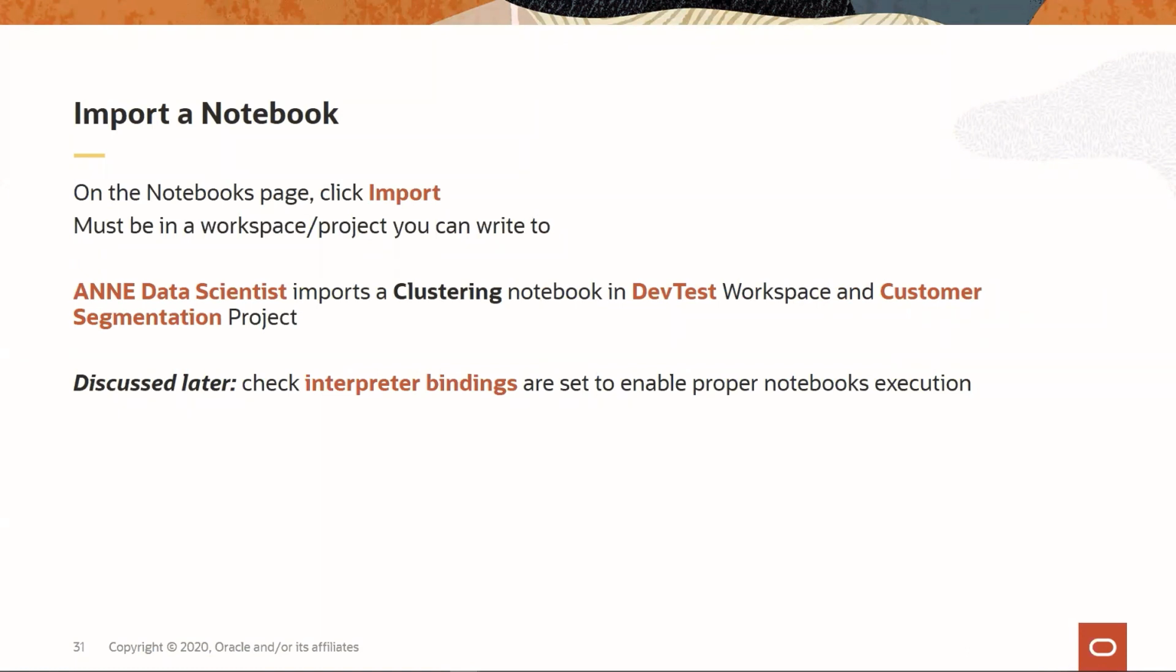Or you're in the OML Notebooks environment itself, and you want to export one of your notebooks either as a personal copy, a personal backup, or something you want to share with somebody externally. But then once you have that, you import that into, again, a workspace project that you can write to. So let's do that again for Anne, since we're in her account, and we're going to import a clustering notebook into the DevTest workspace and customer segmentation project. We'll also talk about interpreter bindings just briefly, but we have more to say about that a little bit later.